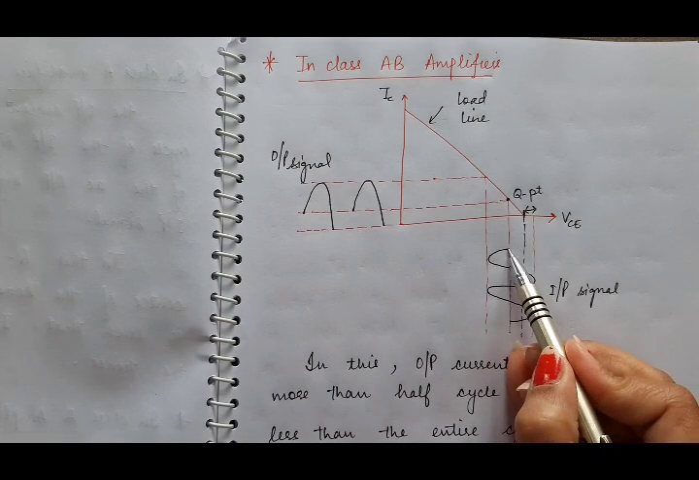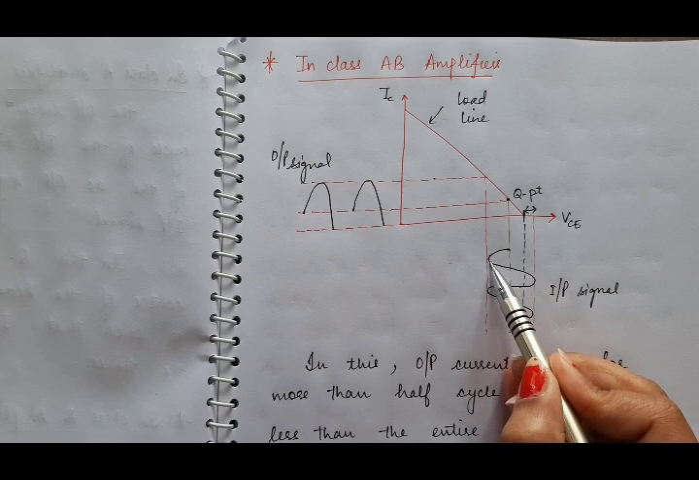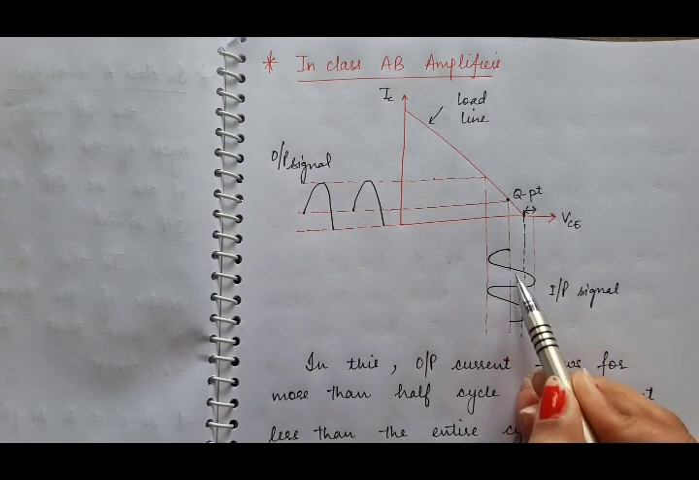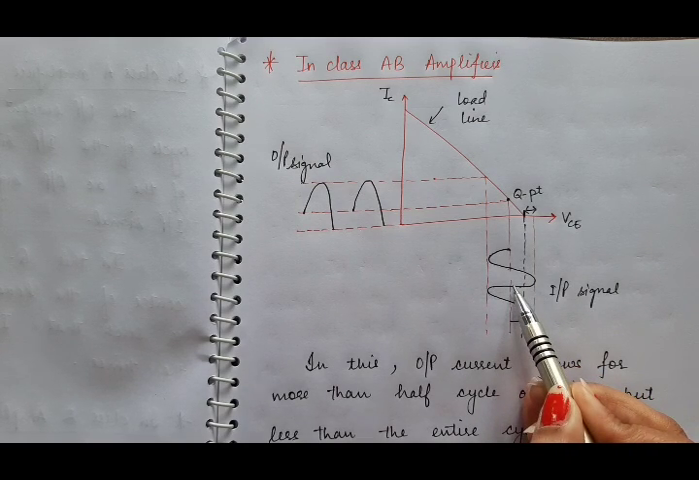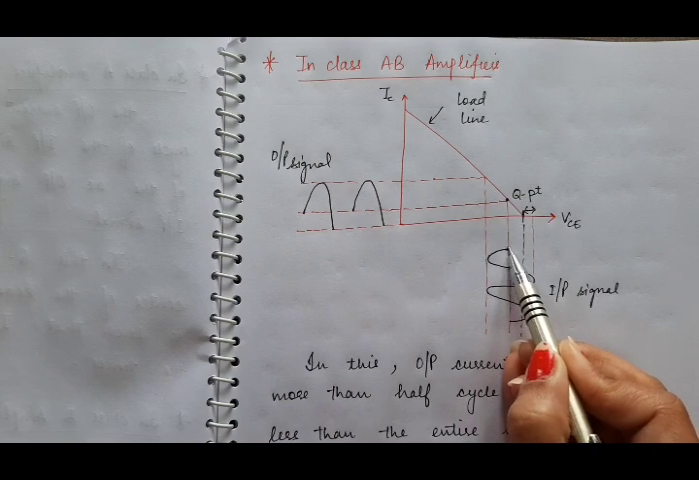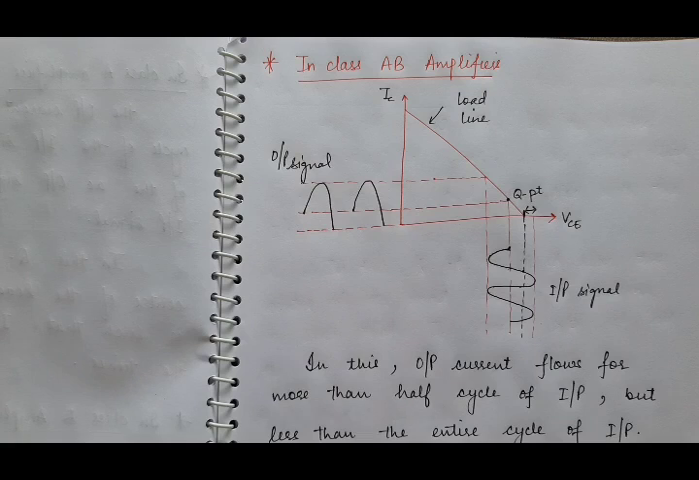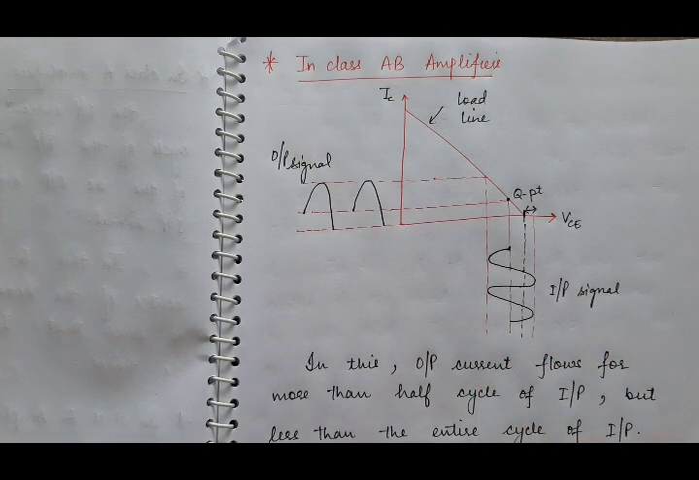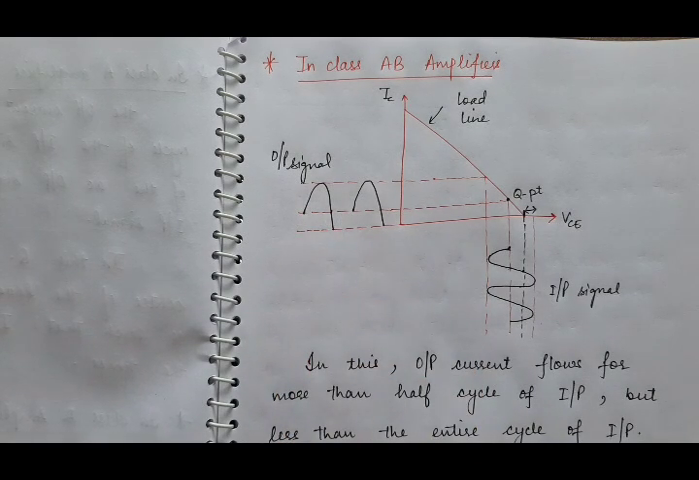So this one is one half of the output cycle, input signal. This is one half of the input signal and this one is the other half of the input signal. And output current flows from this to this. It means the output current flows for more than one half cycle of input signal. From this to this, we have one half cycle.